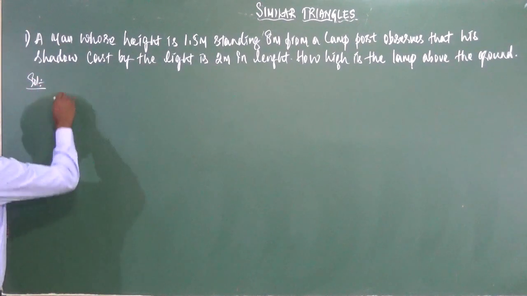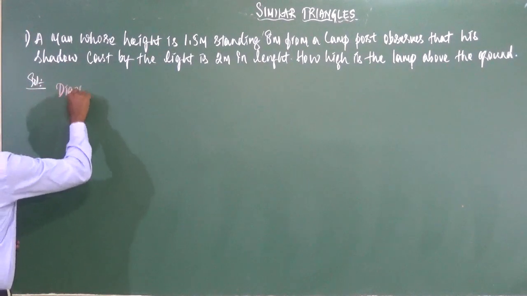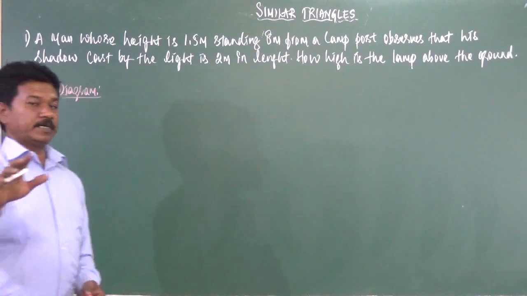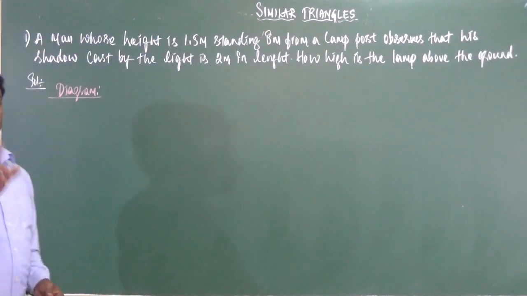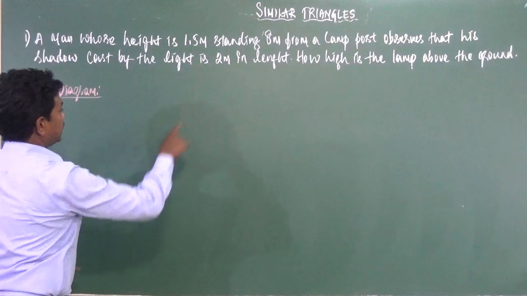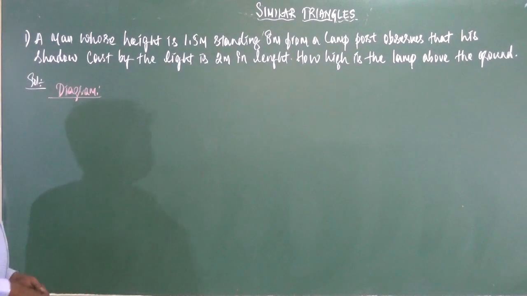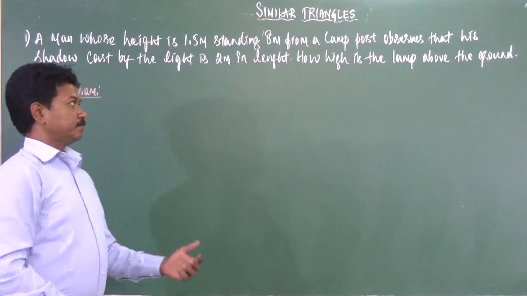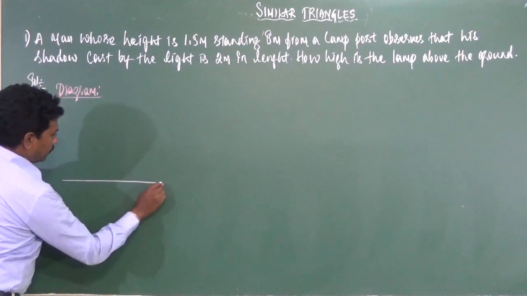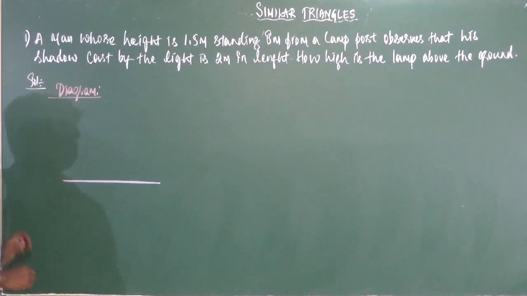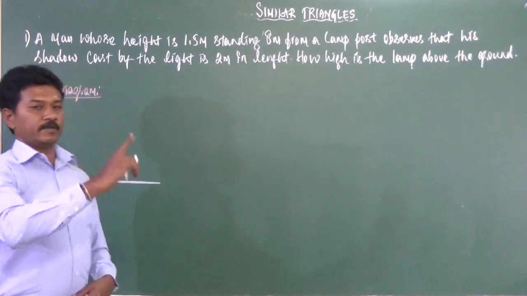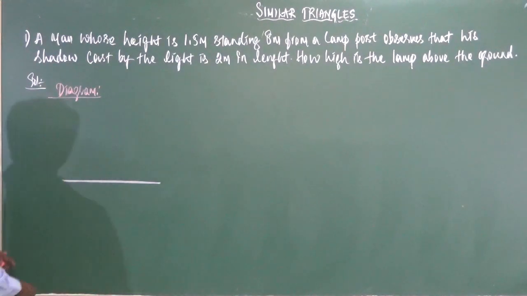So this will be the diagram. Diagrams will not be given, so please keep it in your mind: no diagrams will be given for application questions. A man whose height is 1.5 meters is standing 8 meters from a lamppost. So let us take this as the ground level. Always while drawing the diagrams for application problems, first draw the ground level. Then you can do the next things.